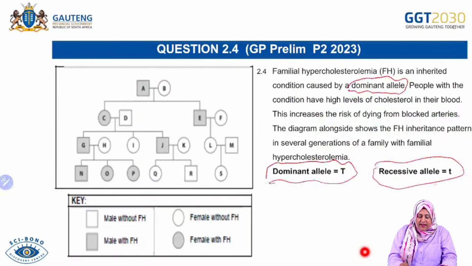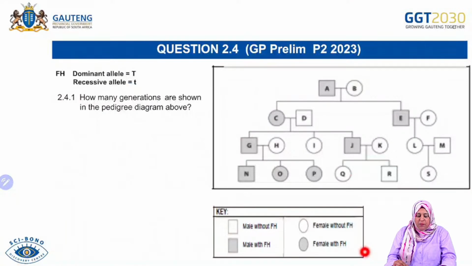Right, so let's unpack this diagram. We can see that we have a square, which is a male, and that is shaded. So this male here is the male with the disease, and the male without is unshaded. The female is unshaded, she is without the disease, and the male then has the condition, right? Then we have 1, 2, 3, 4 generations, okay? And then we have the children of A, B, and the whole family line there. So let's see what the question says. How many generations are shown in the diagram above? You can see that's 1, 2, 3, and 4. So it should be 4, right?